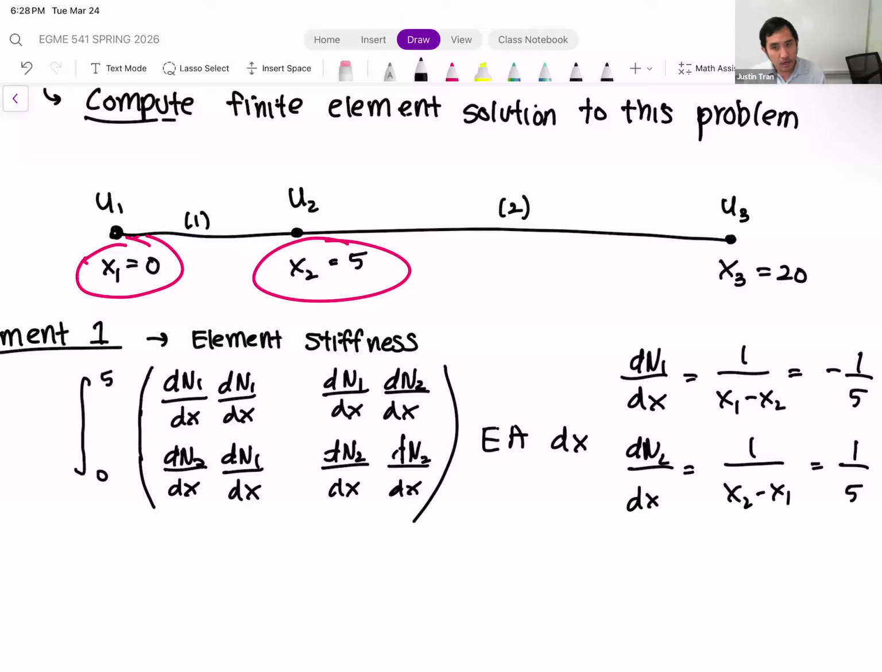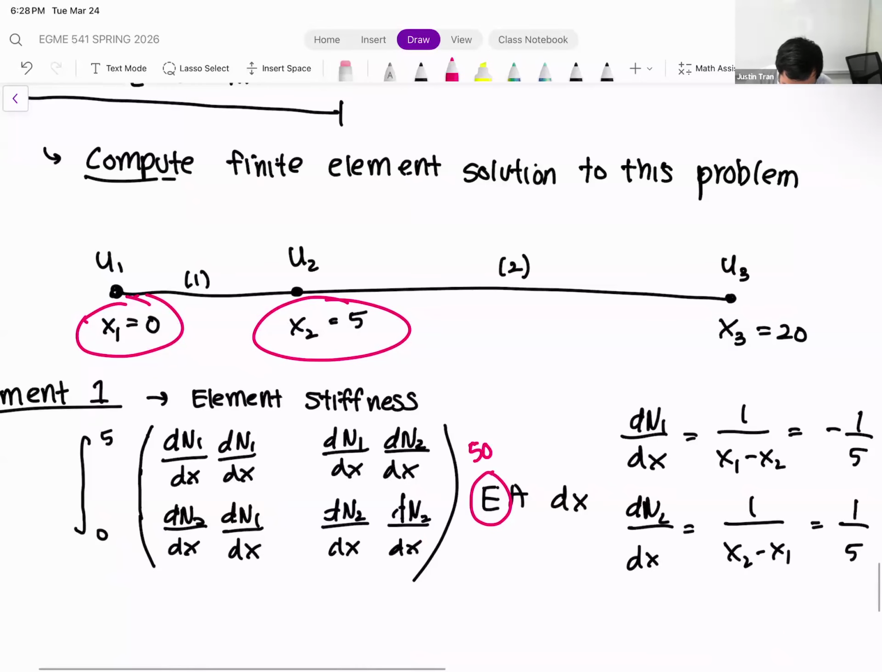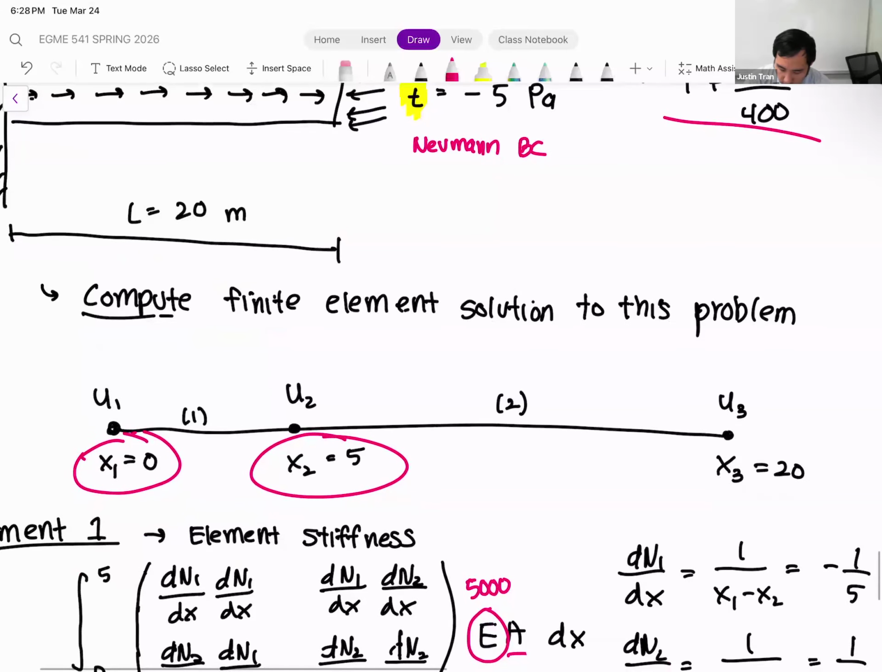You can see that all the products are just one multiplied by the other, so their product is going to be 1 divided by 25, since 5 times 5 is 25. That's pretty straightforward. Next, we can plug in for E, because E is a constant. For this particular problem, E is 5,000. A is the only expression here that we have to integrate, because everything else is a constant. For A, we plug in this expression here, 1 plus x squared divided by 400.